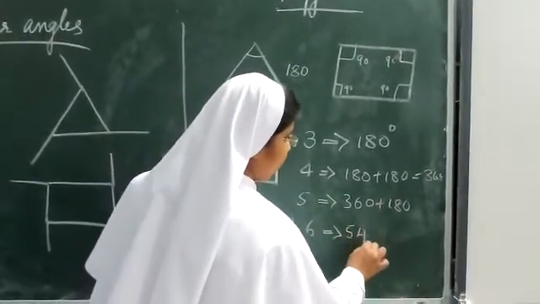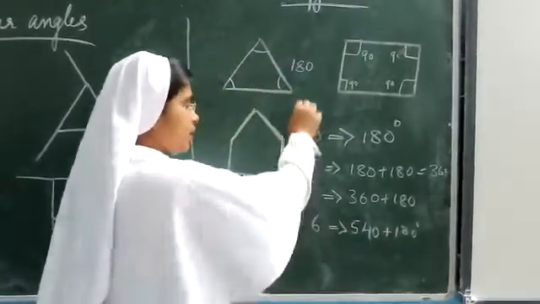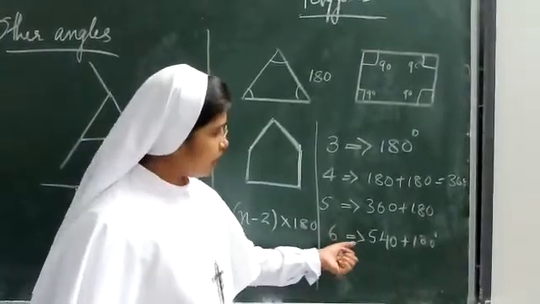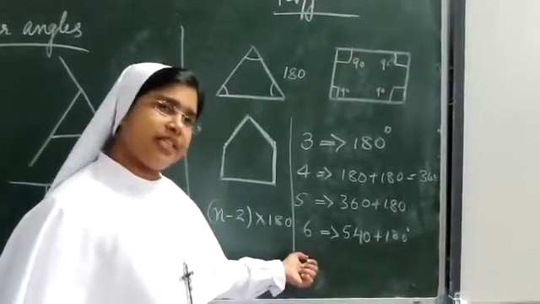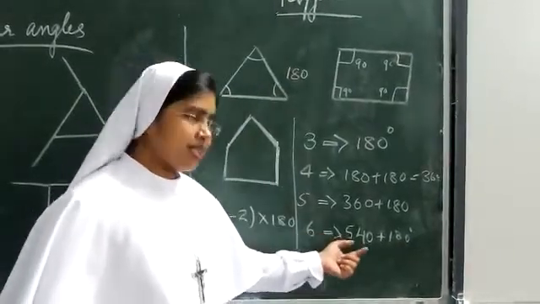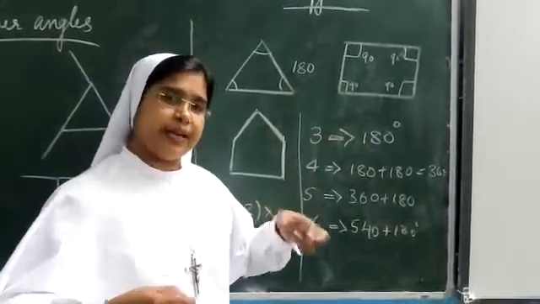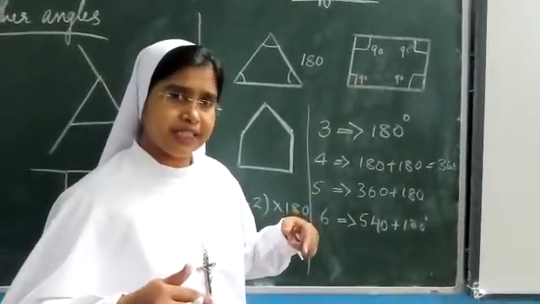540. 540 plus 180. So each time when the sides are increased, we have to add. Here how much will it be? Yeah, it will be 720. 7 sides, how much is it? 720 plus 180. So each time 180 is being increased. I hope it is clear to you.